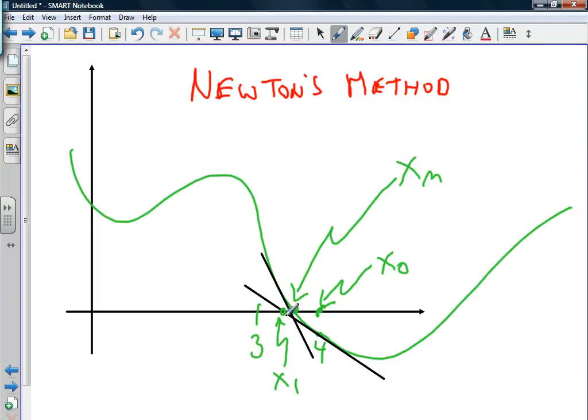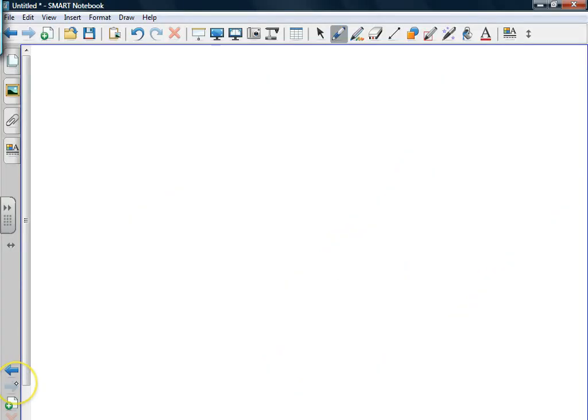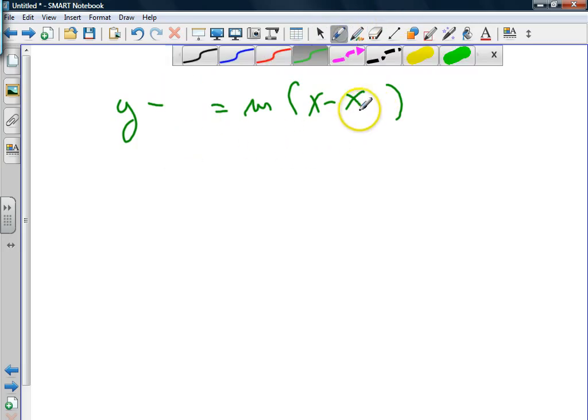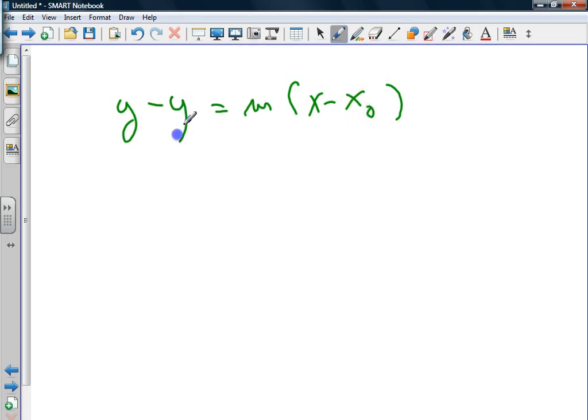All right, so how are you going to do that? Well, this is how you're going to do it. Remember that you can write the equation of a line this way: y minus y1 equals m times x minus x1. Now, in the context of this problem, I'm going to say my initial guess was x0. Let's call it x0 and y0, my first point of tangency. So I'm going to put a 0 here and 0 here. Okay? So same difference. It's a point. x0, y0 is a point.